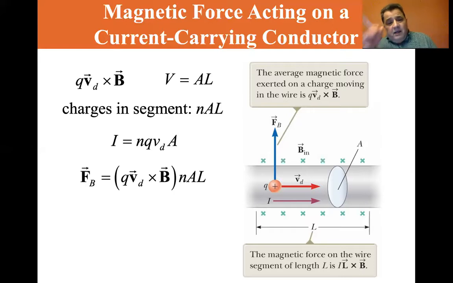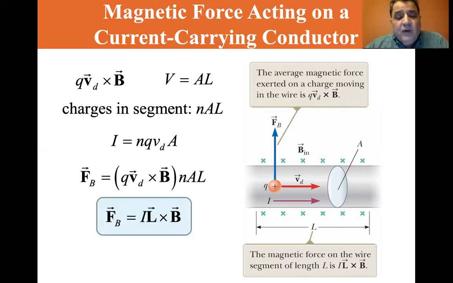So we have q v_d nA in that equation. So the force is equal to q v_d crossed with the magnetic field times nAL. That's how many charges we have. So the force is equal to I L cross B, where L is a vector that represents the length of the wire and is pointing in the direction of the wire. Now that only applies to a straight wire.